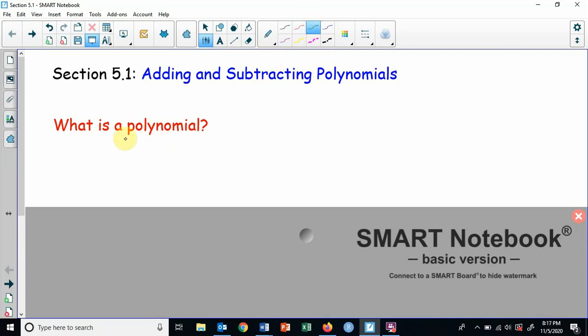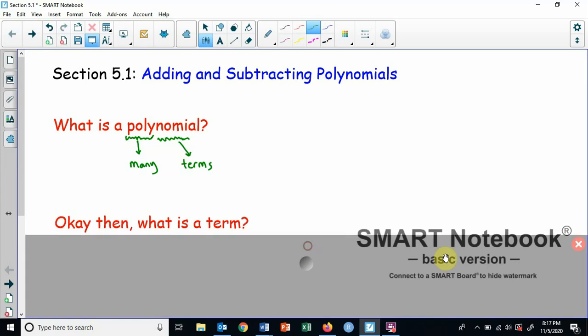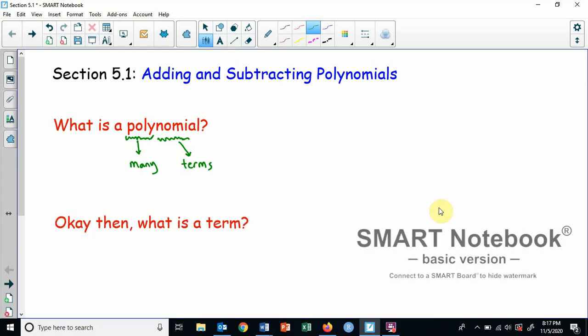It's actually kind of an easy definition, because if you study Latin, which most of us do not, it breaks into two Latin roots. Poly means many, like a lot of, or multiple of. And nom, or nomial here, means names, which loosely translates to terms. So it's many terms. Well, then you should have a next question. You say, that sounds all fine and dandy. Okay, then what's a term?